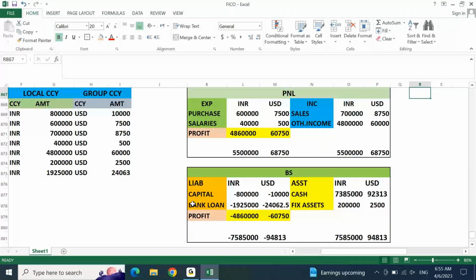Is this clear for everyone? Yes, sir, it's clear. The accounting entries and financial result, in both local currency and group currency.